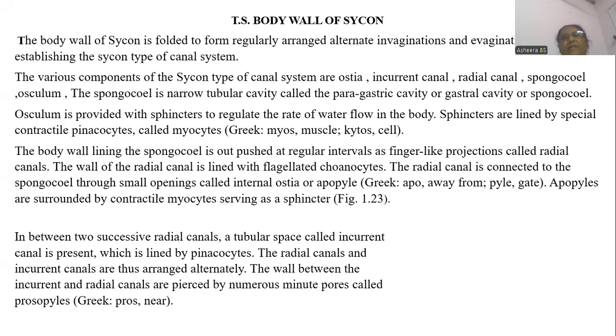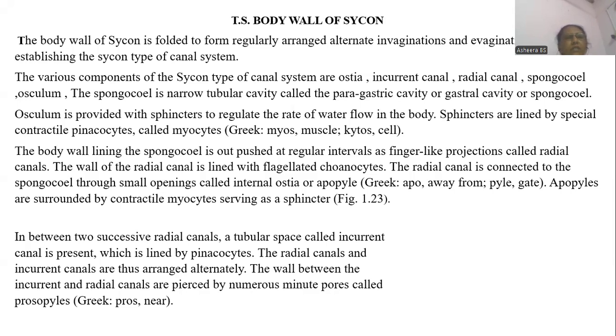Why should the sphincter be there? Because of the water that is moving out, how much water has to move out has to be controlled by the sphincters. So that is why the sphincters are lined by muscle cells, and it is helping the osculum control how much water has to move out. Okay, so that is how these myocytes line the sphincter, and the sphincters are present near the osculum. And if you take the body wall of the spongocoel, the spongocoel is nothing but the cavity that is present.